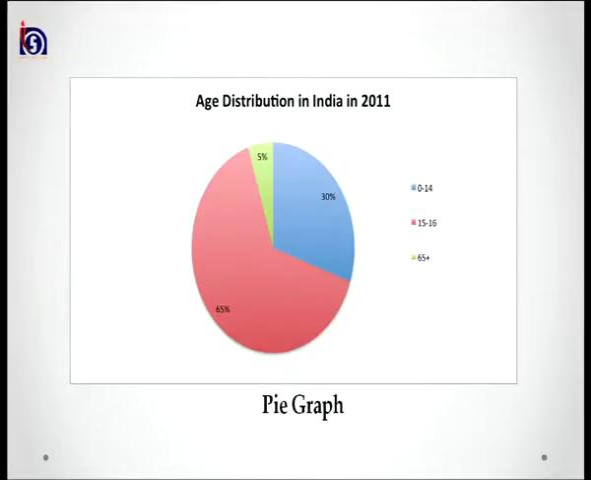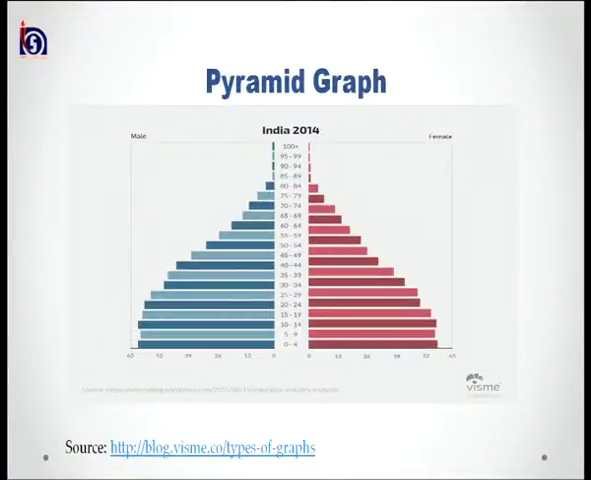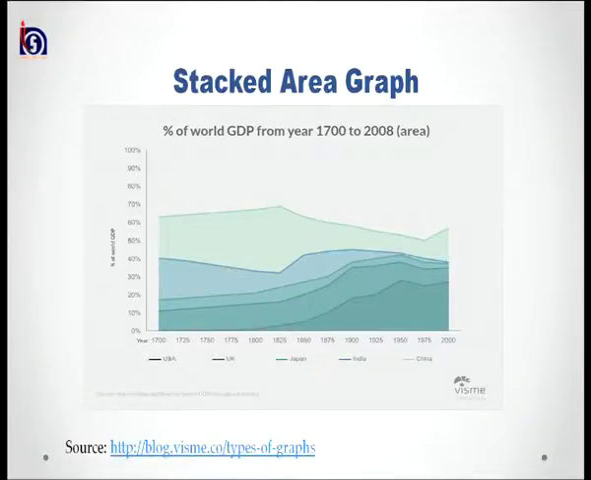Now there is a pie graph on your screen. The pie graph is showing the age distribution in India in 2011, as per the 2011 census of India. Then we have the pyramid graph. On one side it shows India in 2014, and on the other side the data of China is represented in 2014. Then we have the stacked area graph, in which different line graphs have been combined to show the percentage of world GDP from the year 1700 to 2008, and the area is representing the same.